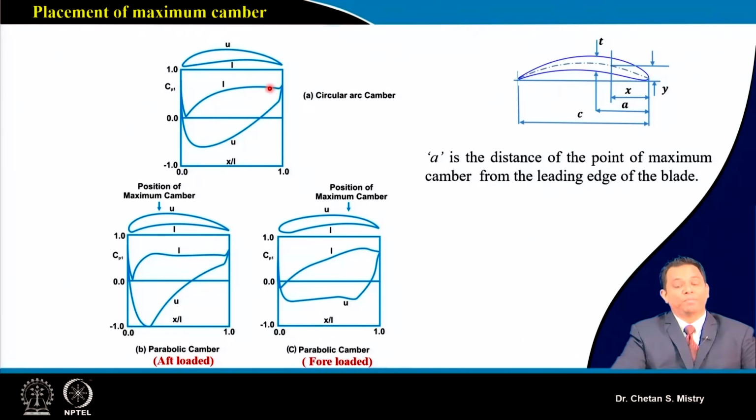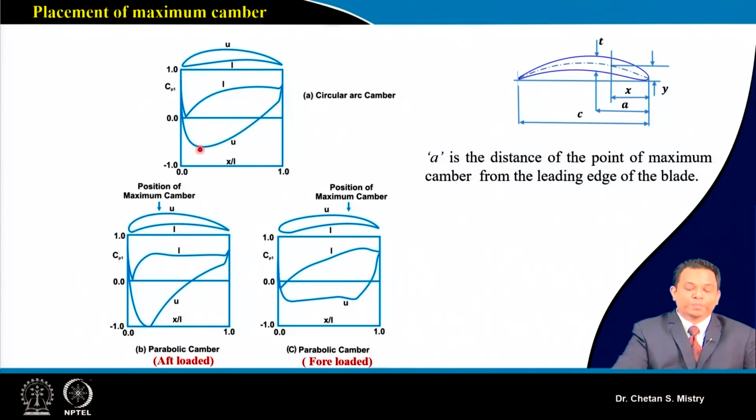Now for the same case, if we use a parabolic camber line, just look at this, this represents the half loaded configuration, and this represents the full loaded configuration. So here you can see my maximum camber position has been shifted towards the leading edge.